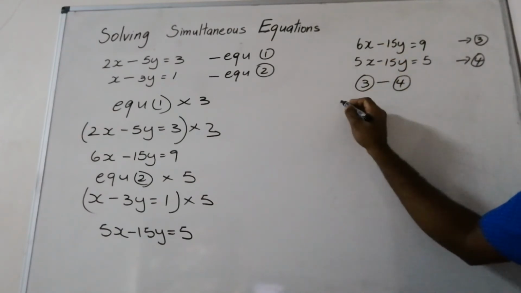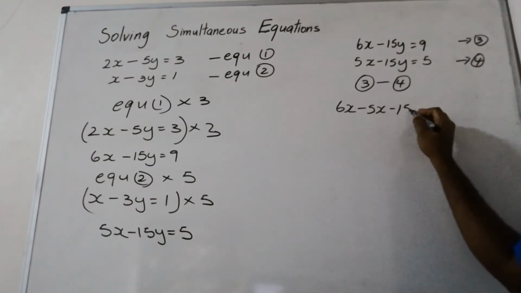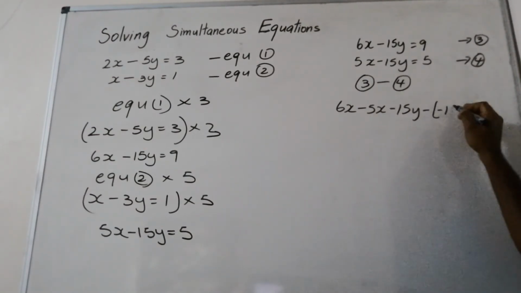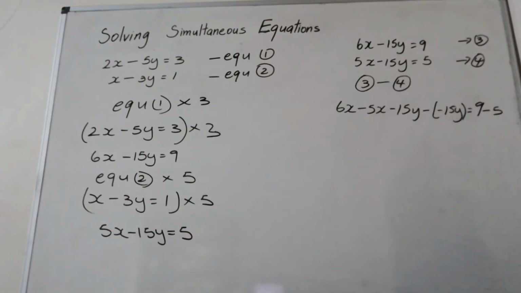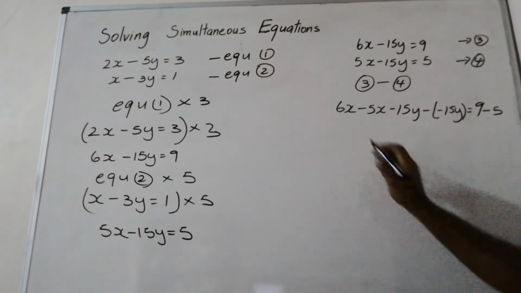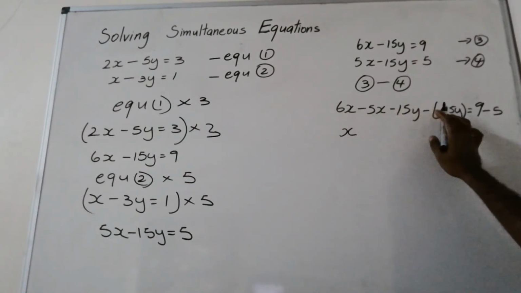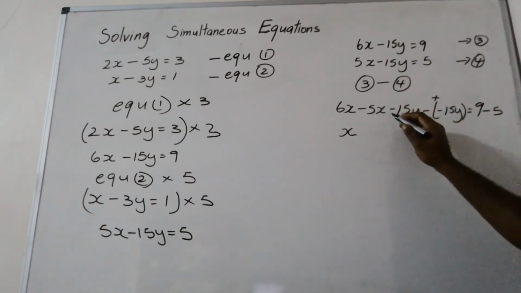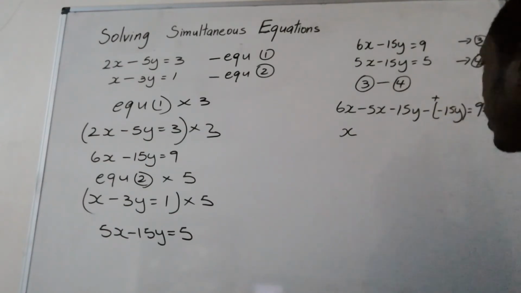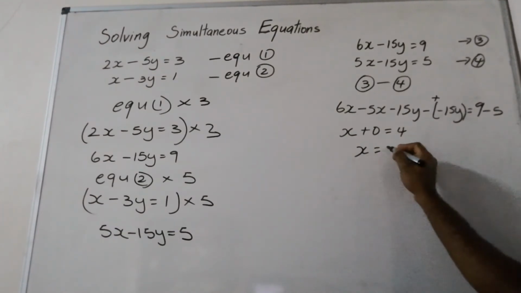So 6x take 5x, and then minus 15y take minus 15y is equal to 9 take 5. So hence 6x take 5x will give us x. Negative 15y take negative 15y, this will become a positive, so negative 15y plus 15y will give us 0, which is equal to 4. So x is equal to 4.